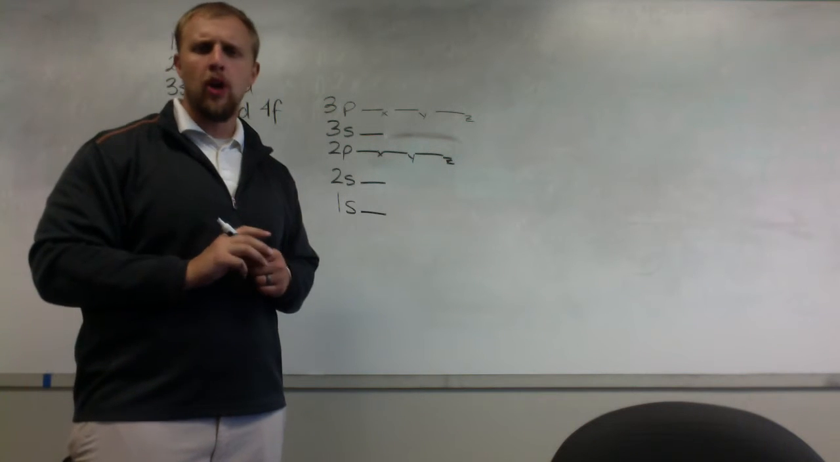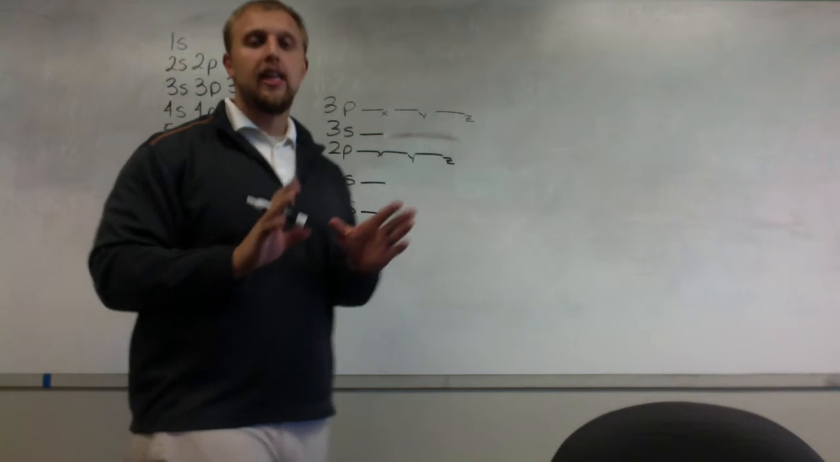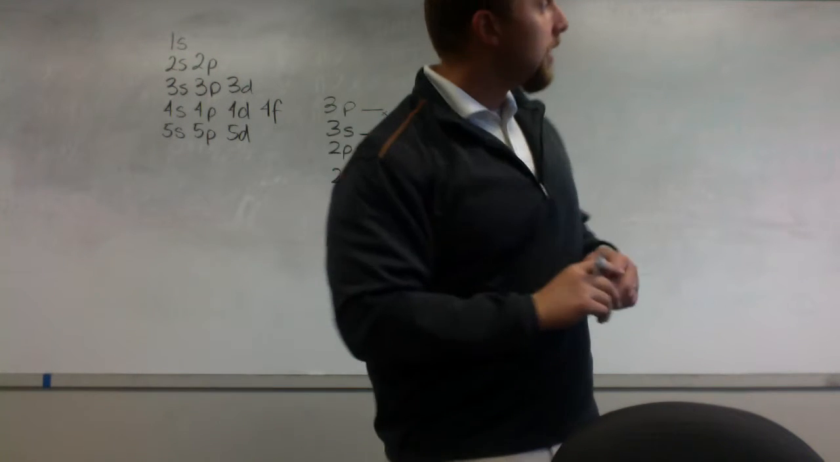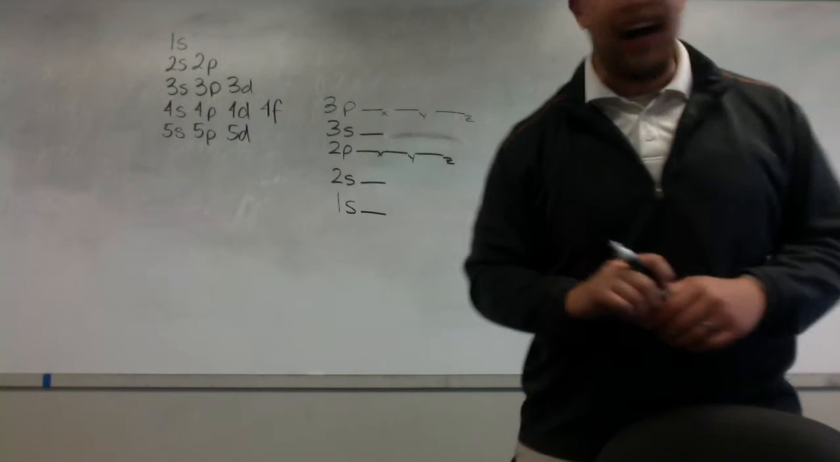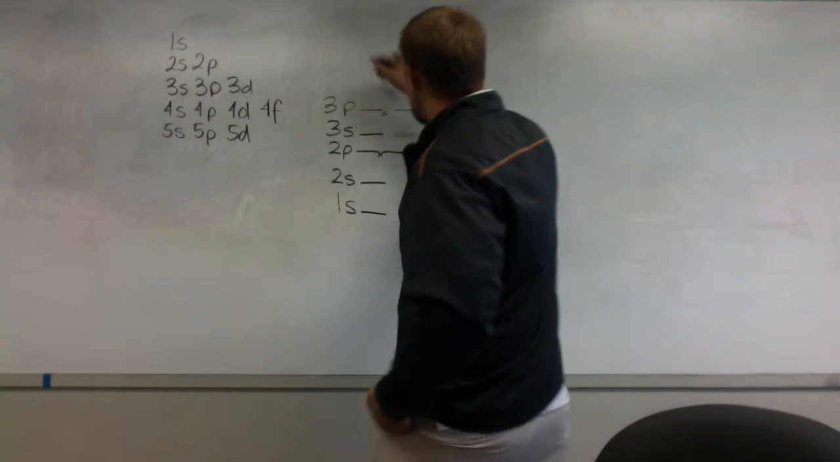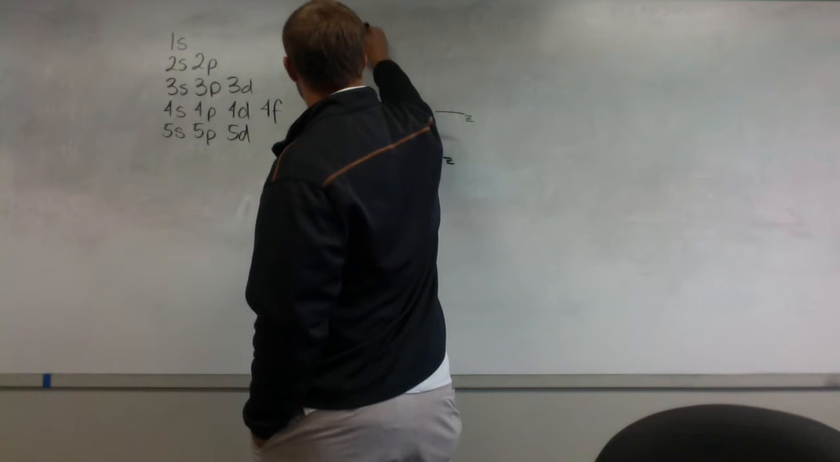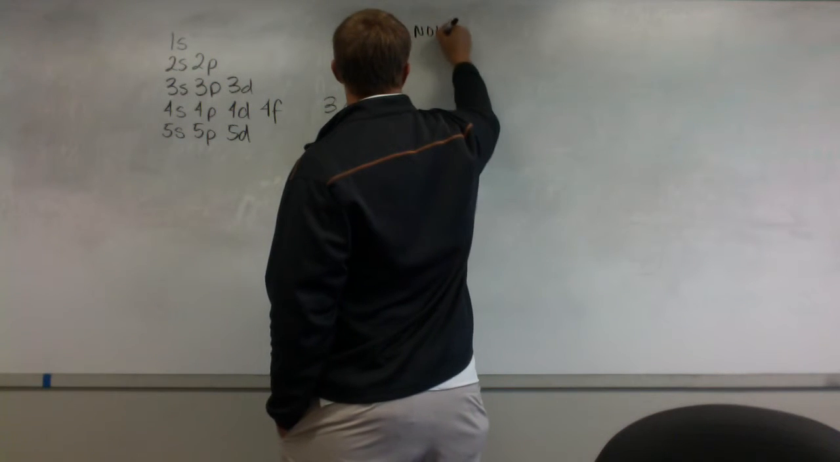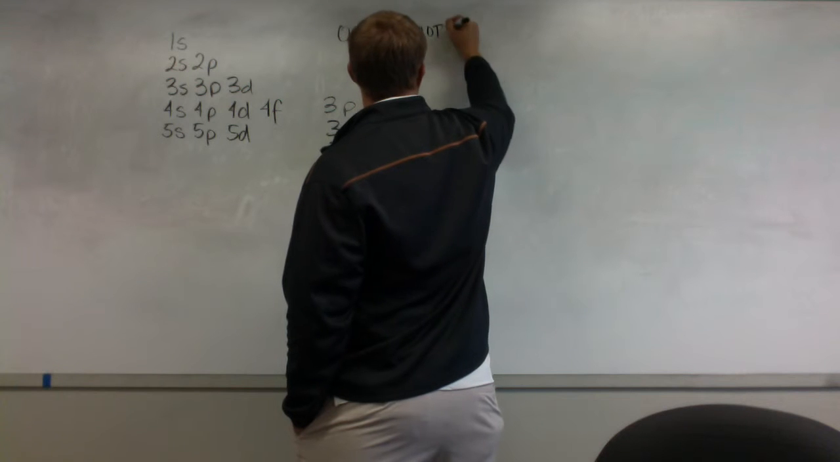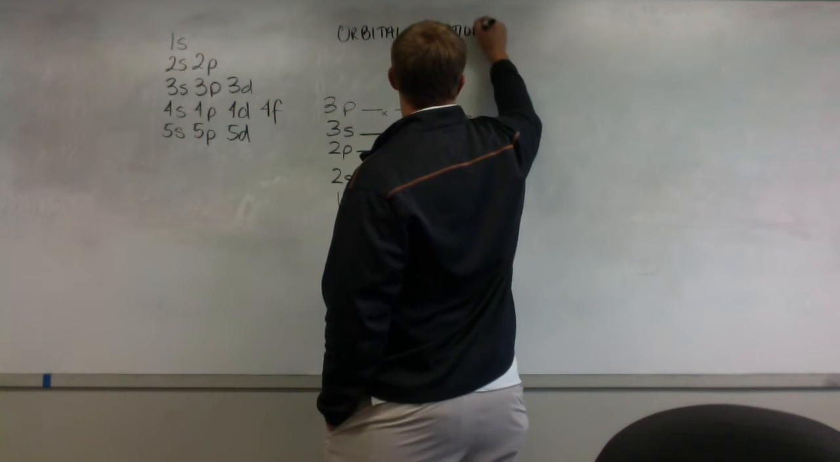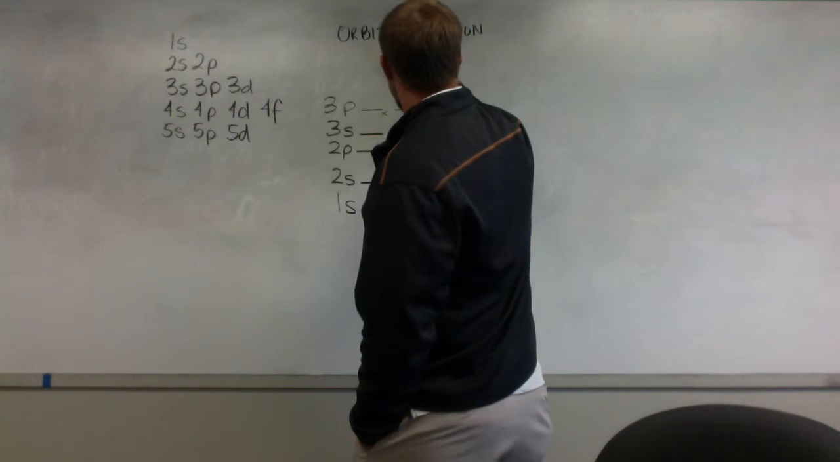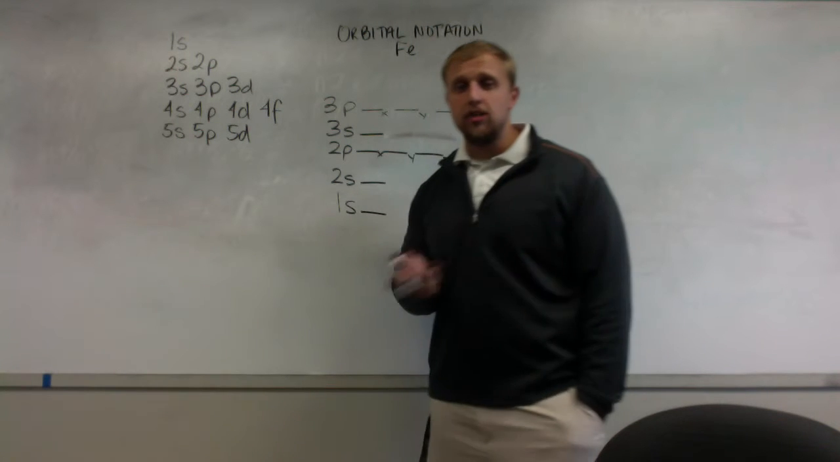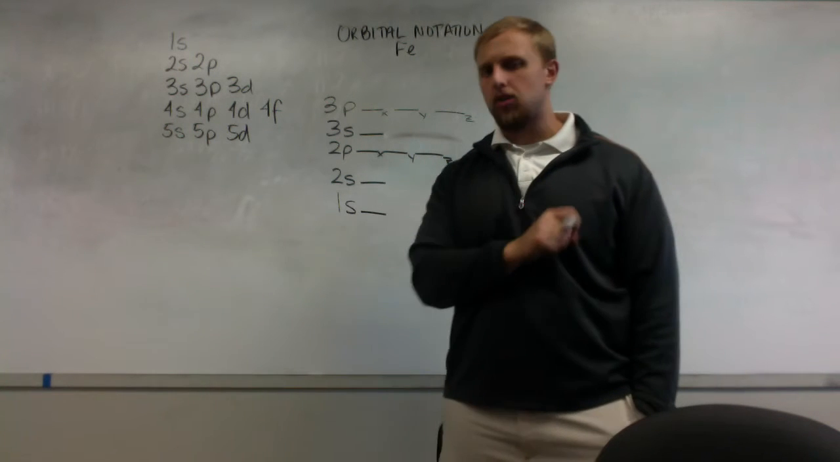Never anymore. So let's look at the orbital notation for something a little bit more complicated. Let's go to iron, right? So this will be the orbital notation of iron. Now, the thing that you need to know about iron is how many electrons it has.